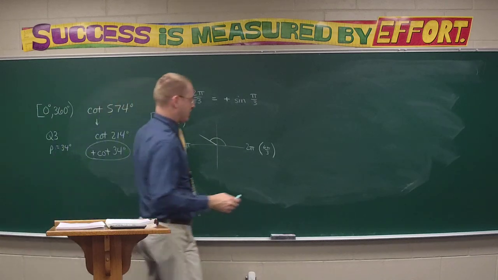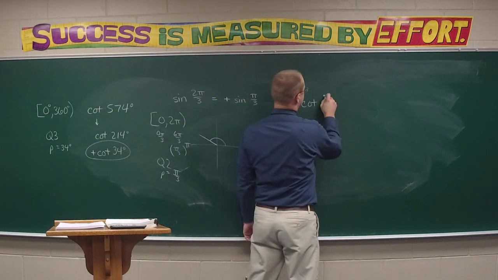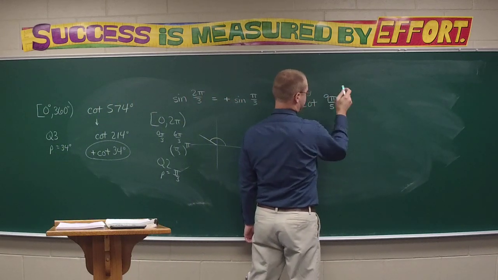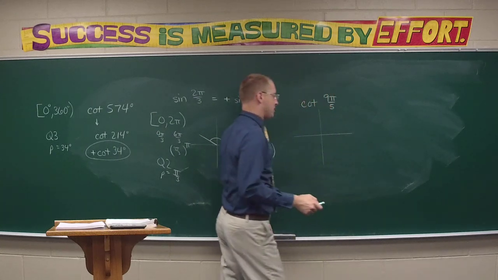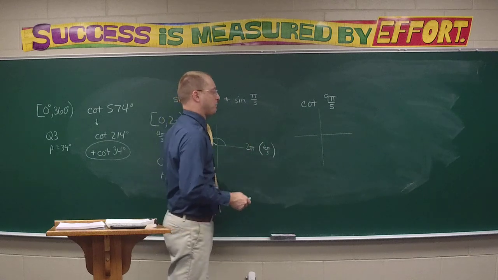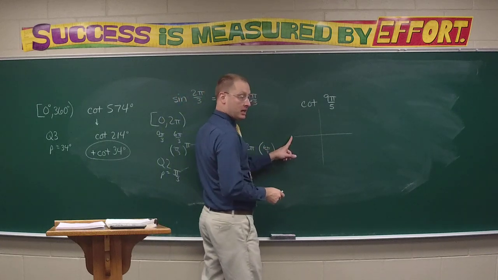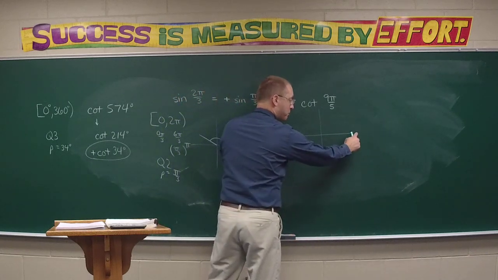Another one for you to get down as another example, the cotangent of 9 pi over 5. The first thing I like to do is mentally picture this because you can't see inside my brain. I'm going to draw it on the chalkboard. I've got pi, I've got 2 pi.